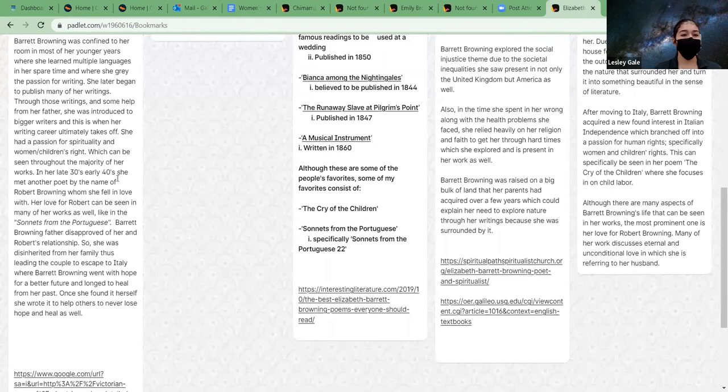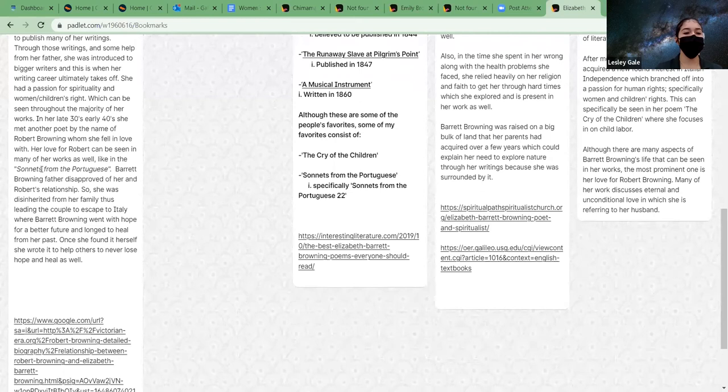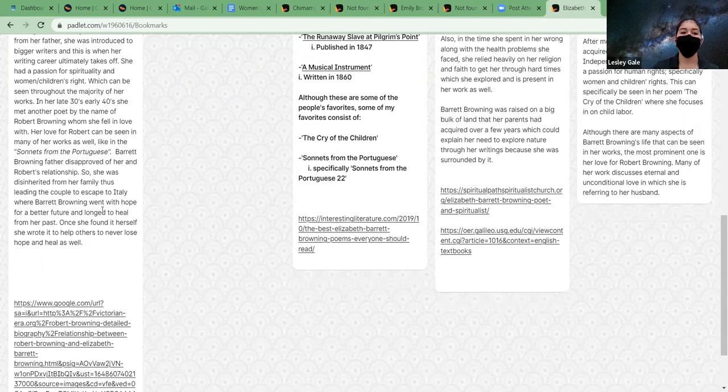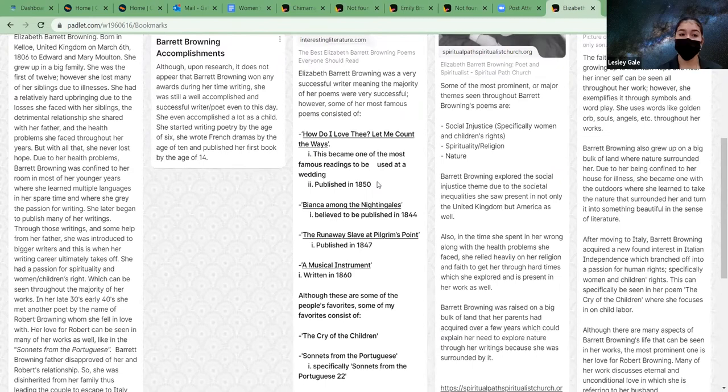Her father did not accept her and Robert Browning's relationship. So she runs away, goes to Italy, and leaves all of that behind her. She actually went to Italy to also heal herself because of her asthma and her trouble with breathing. The air quality there's better for her. And she went there in hope for a better future and longed to heal from the past that she had with her family. And then once she found hope and healing, she wrote it to help others so that they never lose hope as well.